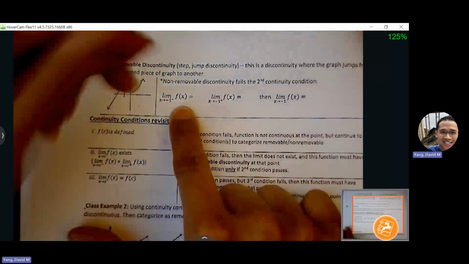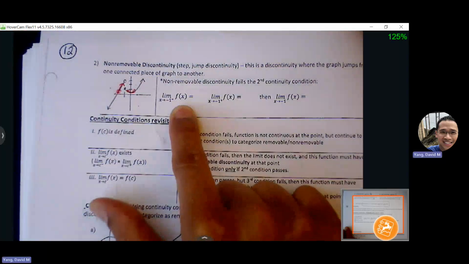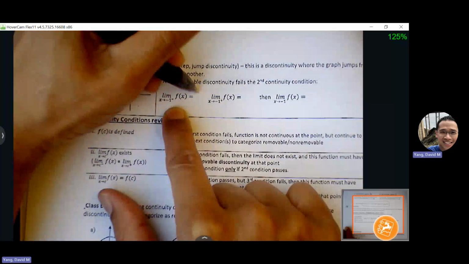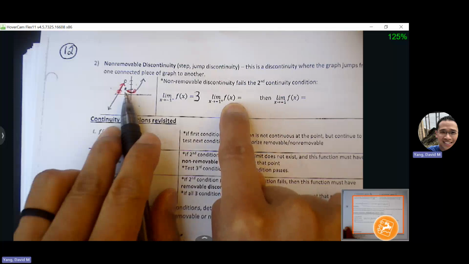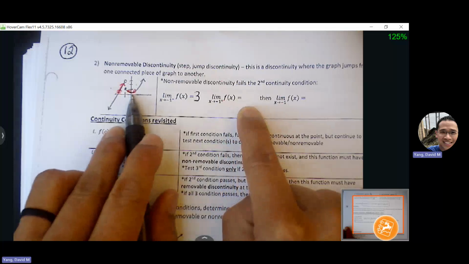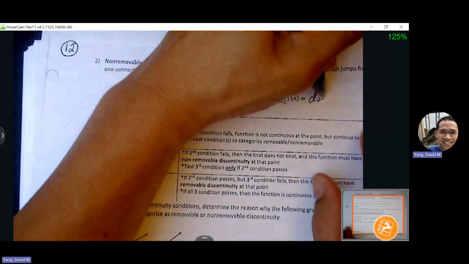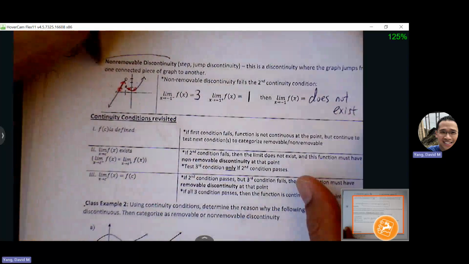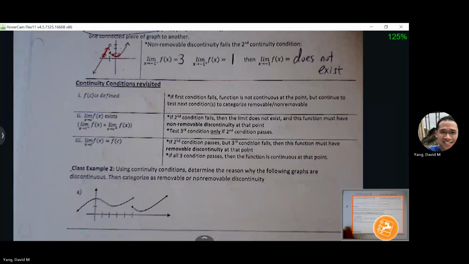Let's look at the one-sided limit, where we can draw arrows. As we approach -1 from the left side of -1, we can see that the y value is headed towards 3. As we follow the arrow on the right, headed towards -1 from the right side of -1, we see that this arrow is headed towards a different y value, and therefore the limit does not exist. Anytime the limit doesn't exist, we categorize that as a non-removable discontinuity.